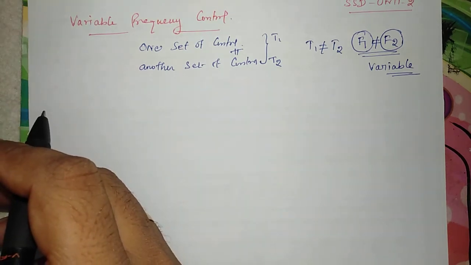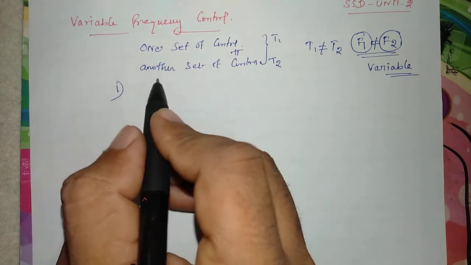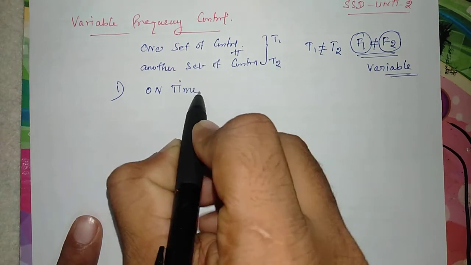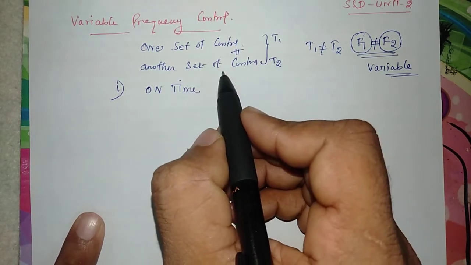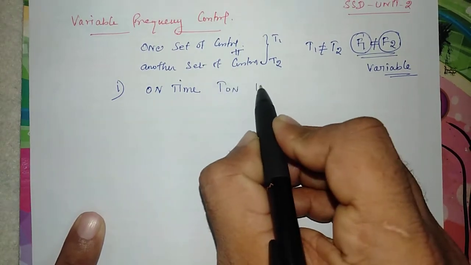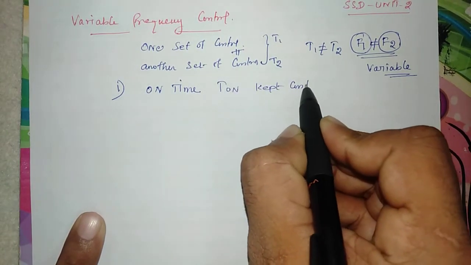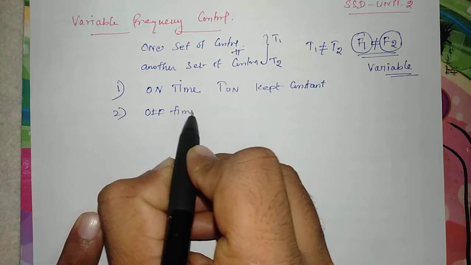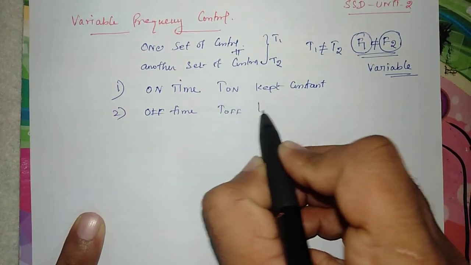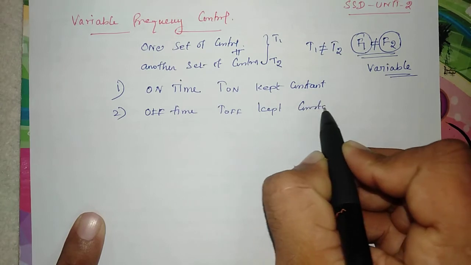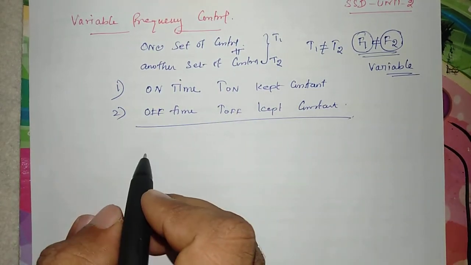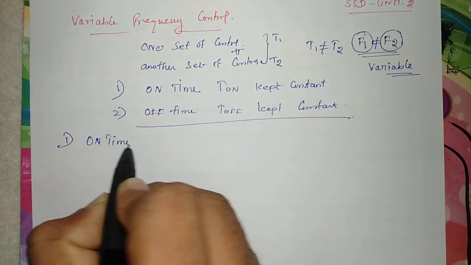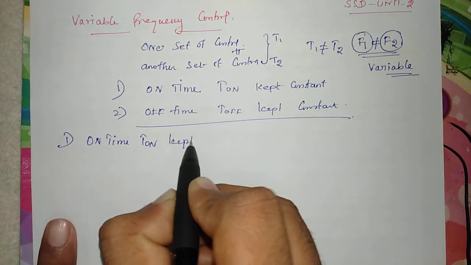So we have the chance to maintain any one time as constant, that is T on time constant or off time constant. We are having two sets of control here. T on kept constant, that is one type of control. We'll see that, don't worry. And second, off time, that is T off kept constant. So we are having two sets of control. First we can see on time control. On time in the sense T on should be kept constant.